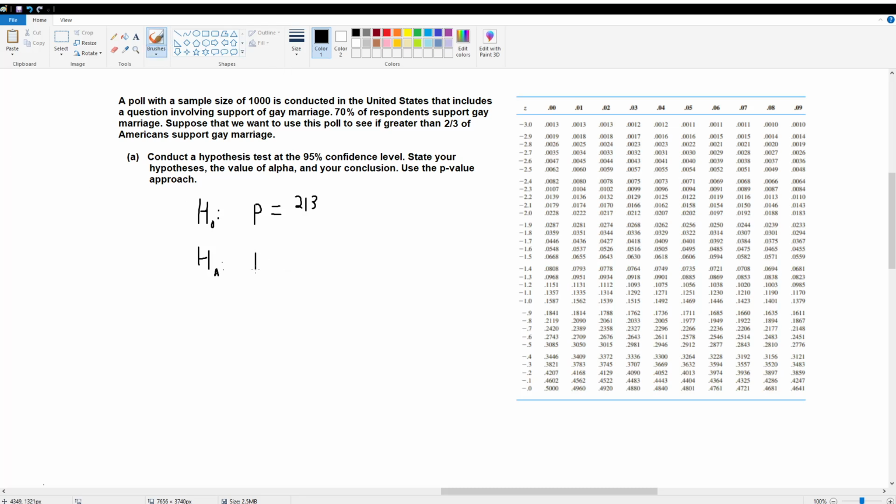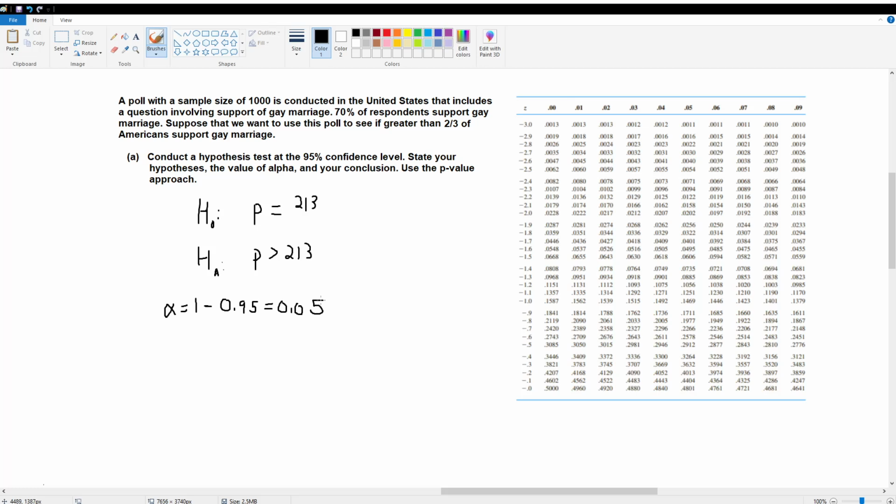So for here, our alternative is that p is going to be greater than 2/3. Next up, we need to state the value of alpha, which is going to be equal to 1 minus our confidence level of 95%, which is 0.95. So that is equal to 0.05.